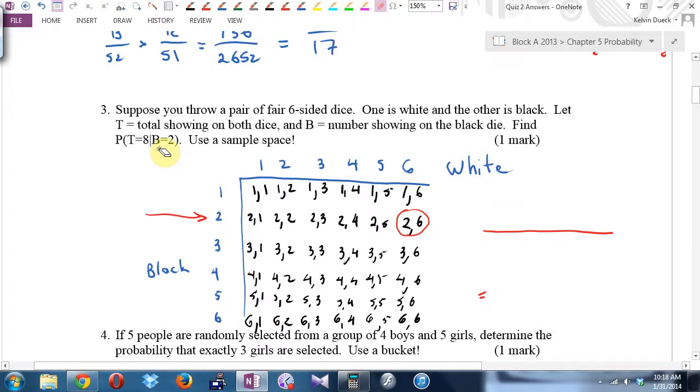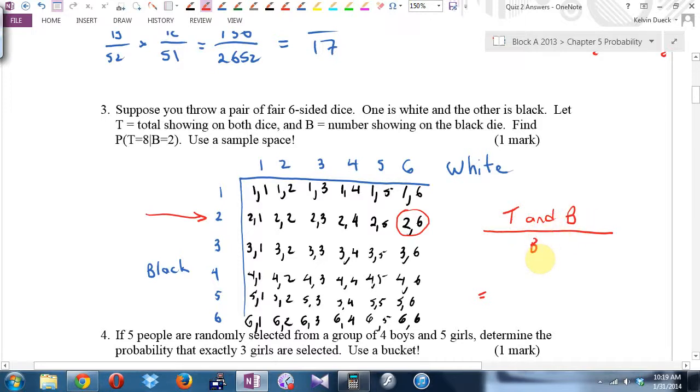The probability of the total equals 8, given that the black die... Okay, so this is the black column, right? So here's the whole row where the black die is a 2. That starts with a 2. You okay with that? I identified that. I said, okay, this is conditional. What does conditional say? Conditional says the answer is going to be both of them divided by the given one.